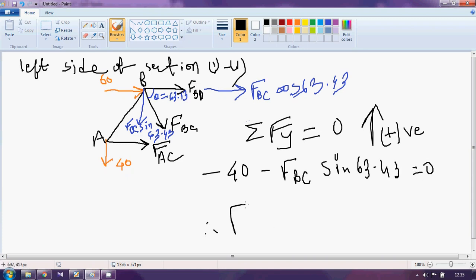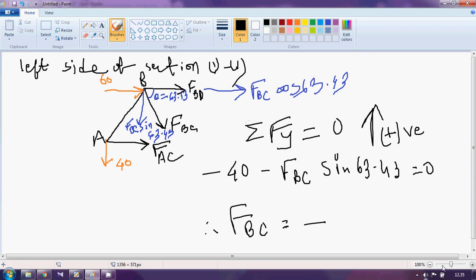So what about FBC? We can see that FBC will be negative. It means that the direction you have assumed is wrong. It will not be in tension. The member force in BC member will be in compression.